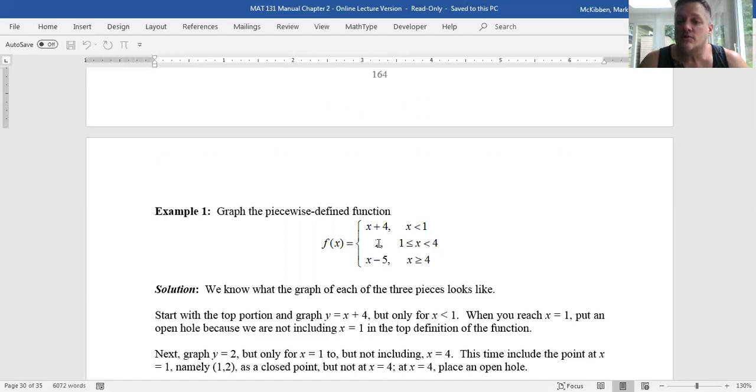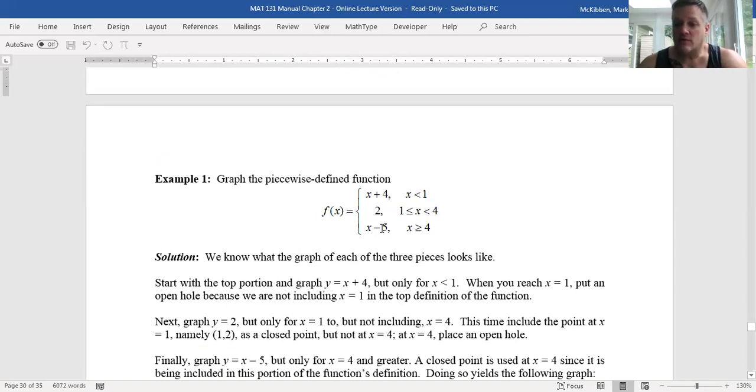We use a closed circle because we're including the 1 here, and we use an open circle because we're not including the 4 as an input here, all right? And then finally, we have a third piece, y equals x minus 5, as long as the input is to the right or equal to 4. So go ahead and graph y equals x minus 5, again, in its entirety on the xy plane. Remember, it has a y-intercept of minus 5 and a slope of 1.